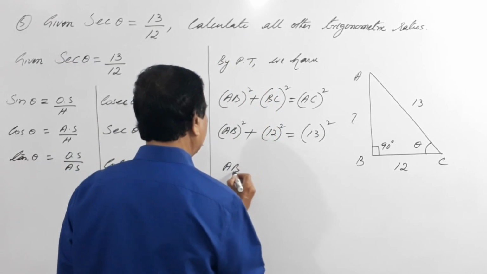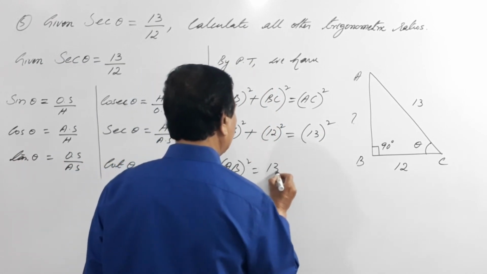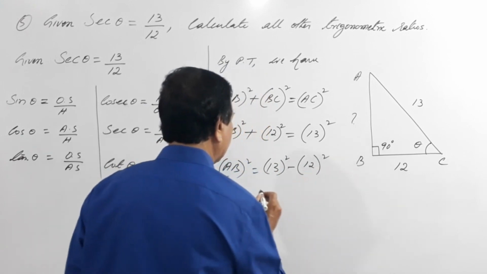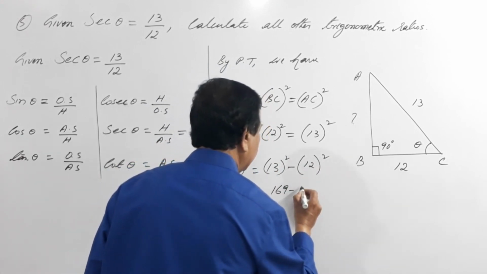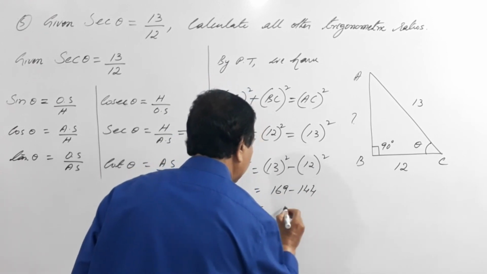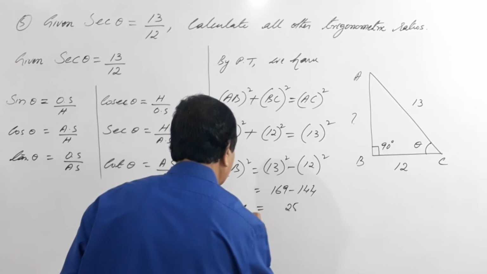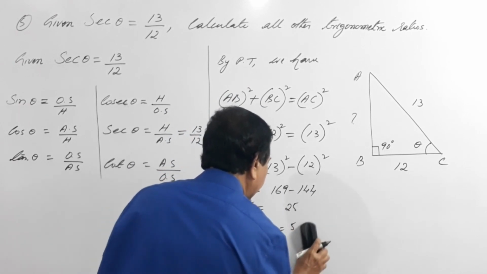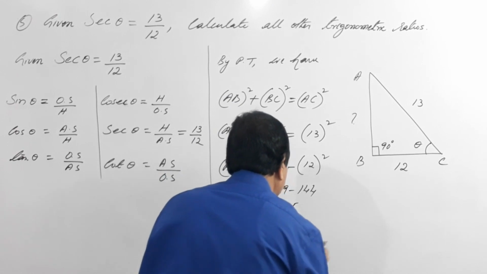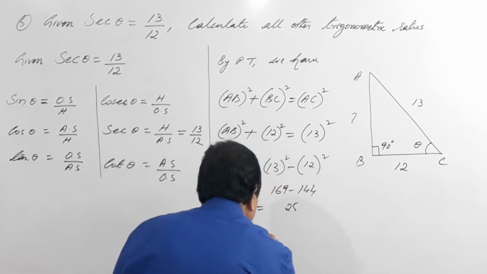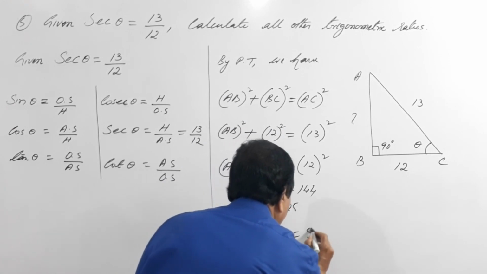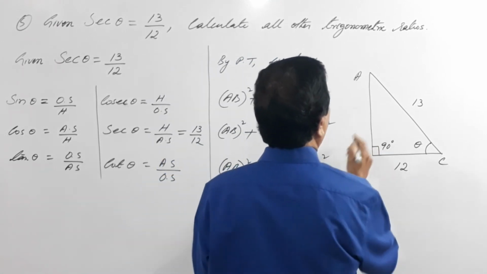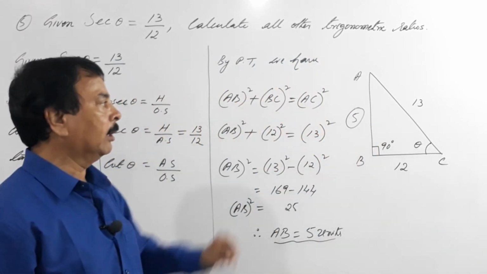So what does AB become? AB square equals 13 square minus 12 square. 13 square is 169 minus 144, which equals 25, so AB square is 25. Therefore AB equals 5 units. So what has this become? AB is 5. Put it in the circle, so this is done.